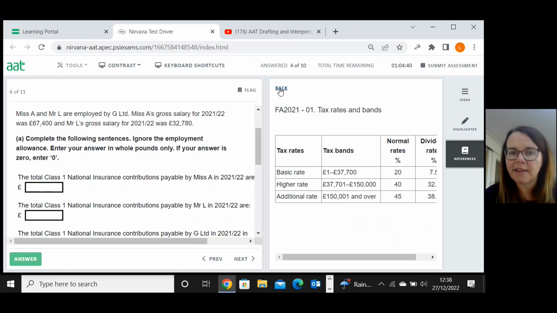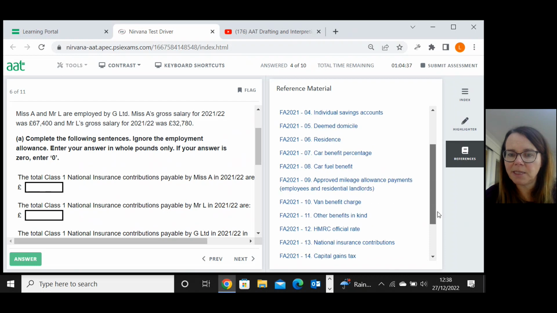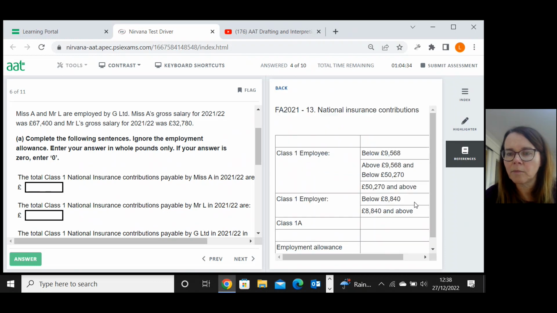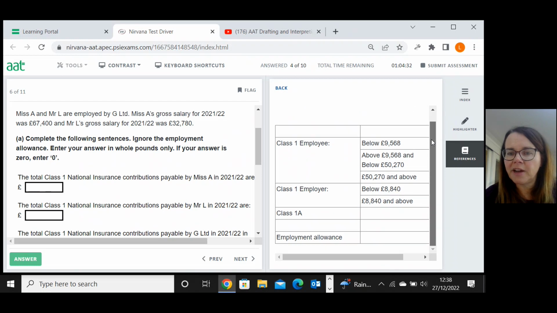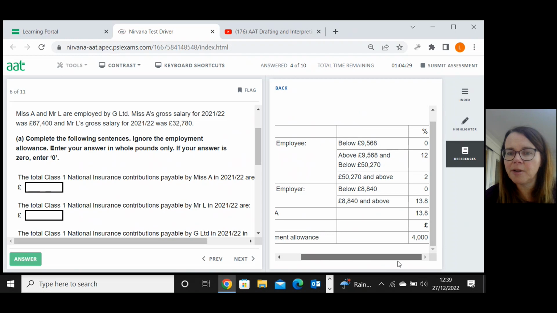67,400. So let's get the national insurance rates up on the reference material. So below 9,568, 0. Between these two figures, 12%, and 50,270 and above is 2%. Right, so what we have to do is we work out the difference between 50,270 and 9,568, which is 40,702, times that by 12%. So that should give you a figure of £4,884.24.